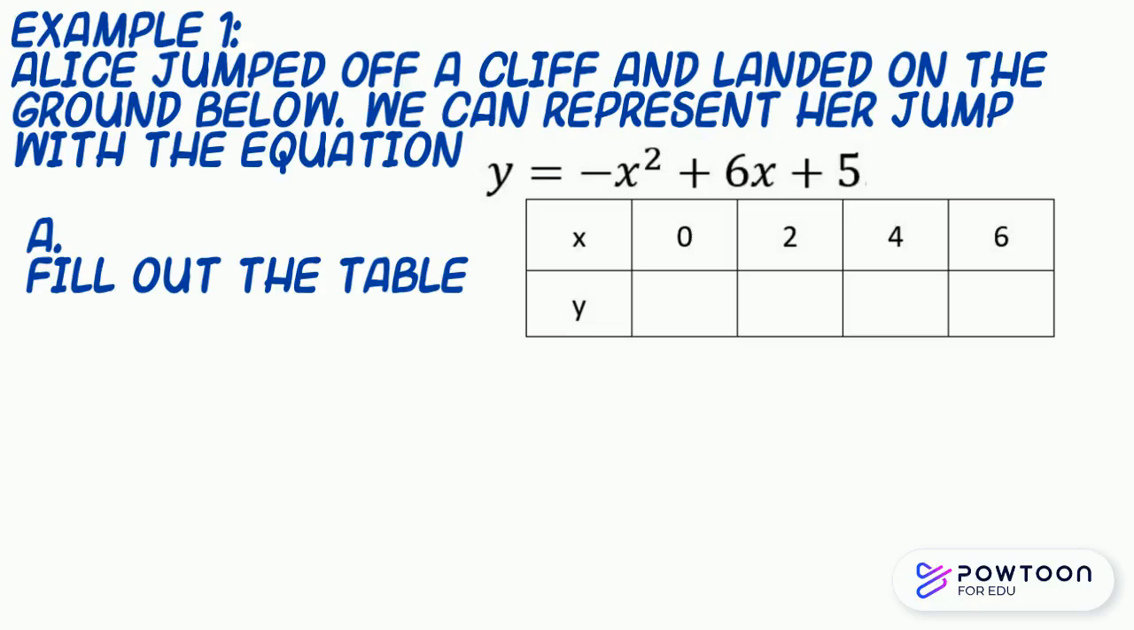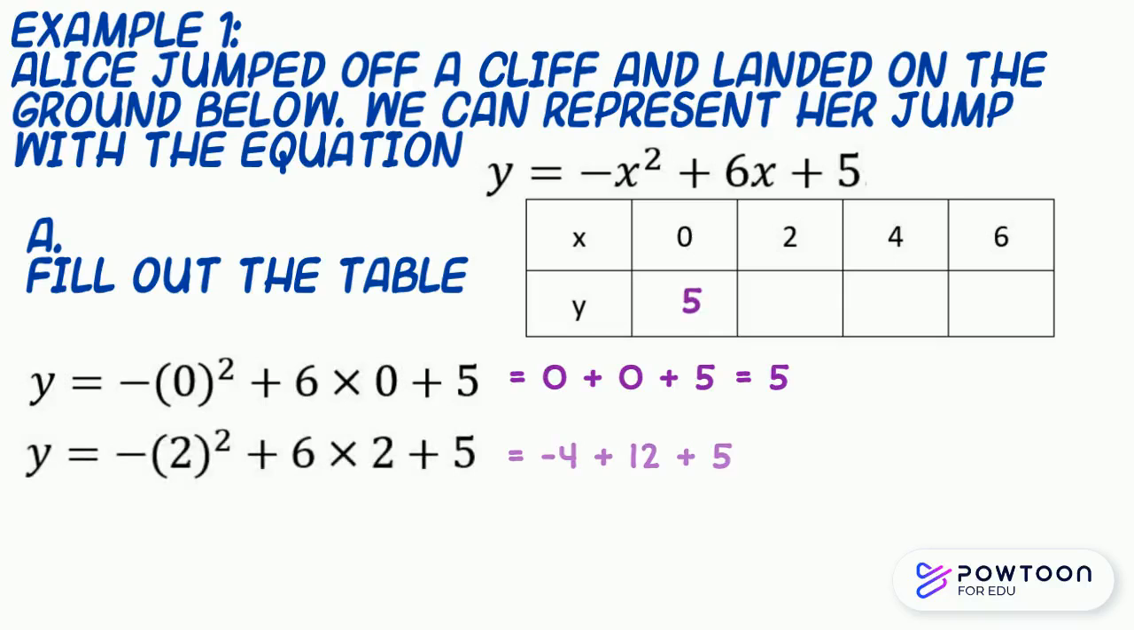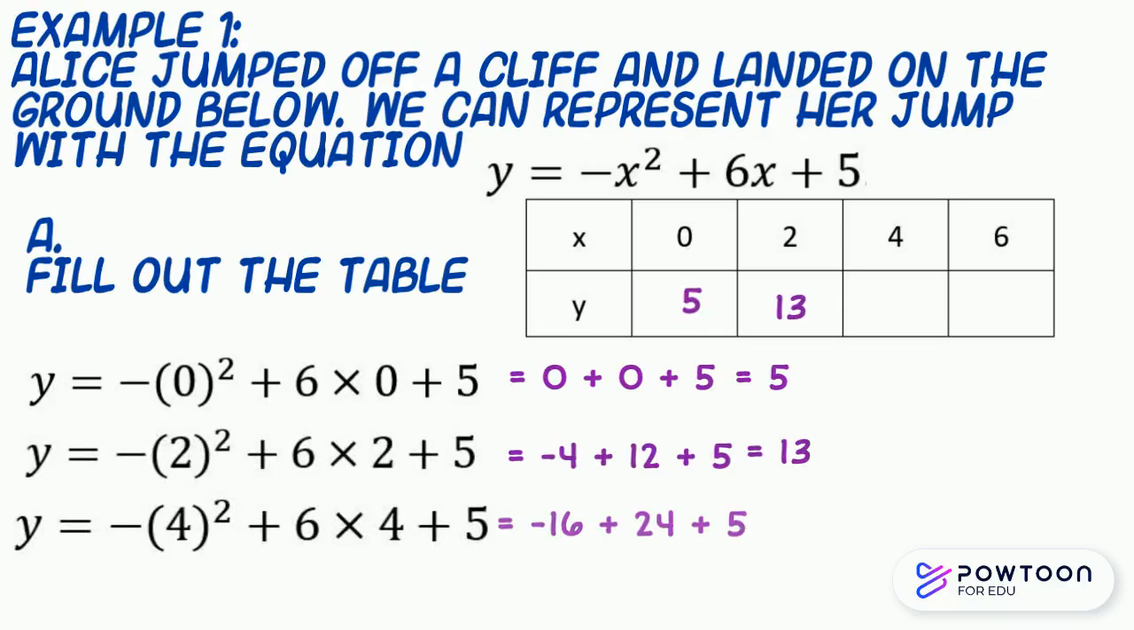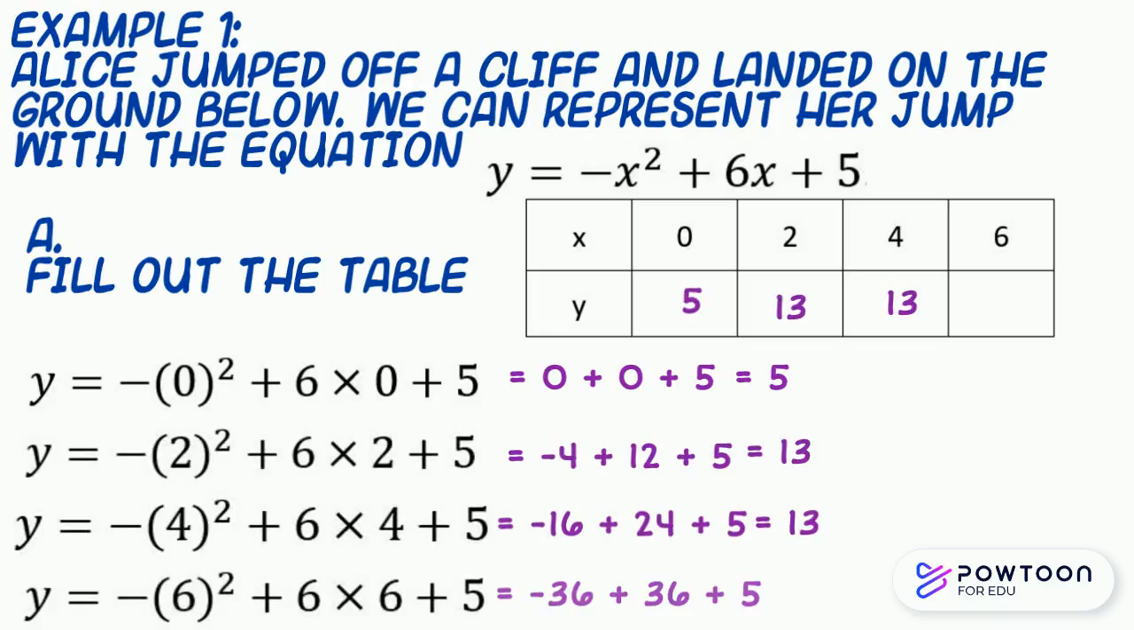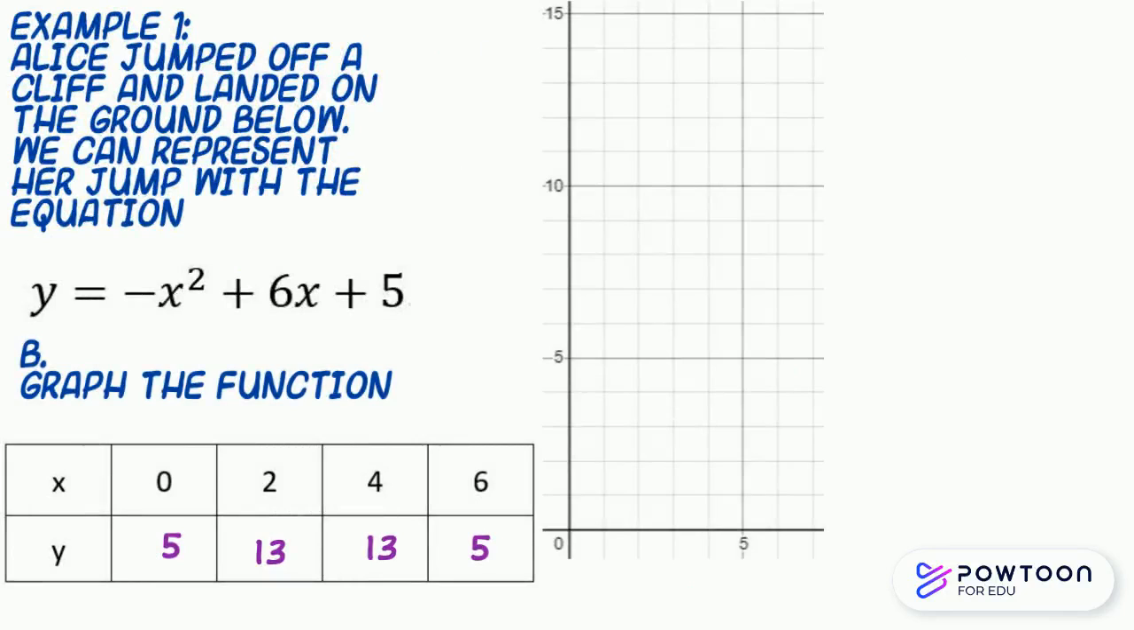Notice when we substitute the x values in, no matter what the x values are, we are including them inside a set of brackets because we want to make sure that the negative is outside of our squared value. Then we should get the answers of 5, 13, 13, and 5 for our y values for the x's that are given.